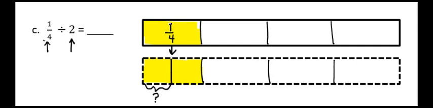The answer will be how big is that piece? In order to figure that out, I need to divide the rest of the fourths into 2 pieces as well. Once I do that, you can see there are 8 pieces that make up the whole. So one of those pieces is 1/8. 1/4 divided into 2 pieces would give me 1/8.